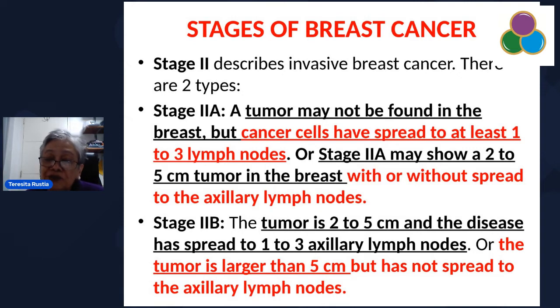So stage 2B, the tumor is 2 to 5 centimeter and the disease has spread to 1 to 3 axillary lymph nodes. So this is a more advanced stage of stage 2. Or the tumor is larger than 5 centimeter. Okay? All right? So, stage 2A, 2 to 5 centimeter. Stage 2B, if there is a tumor, it is more than 5 centimeter, but the cancer cells have not spread to the axillary lymph nodes yet. Okay? All right? Next, please.